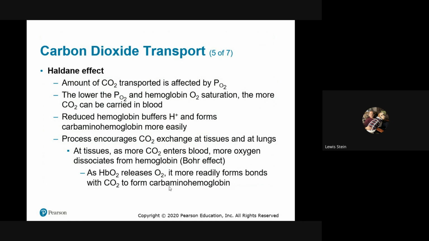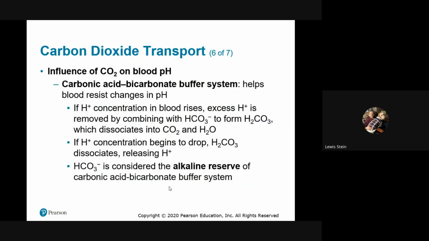Haldane effectively facilitates the transportation of the carbon dioxide, and the Bohr effect does the unloading of the oxygen. At least one of those is an important name for the test. I would remember those depending where you're going forward. Proper names some people like, rather than just understanding the process.